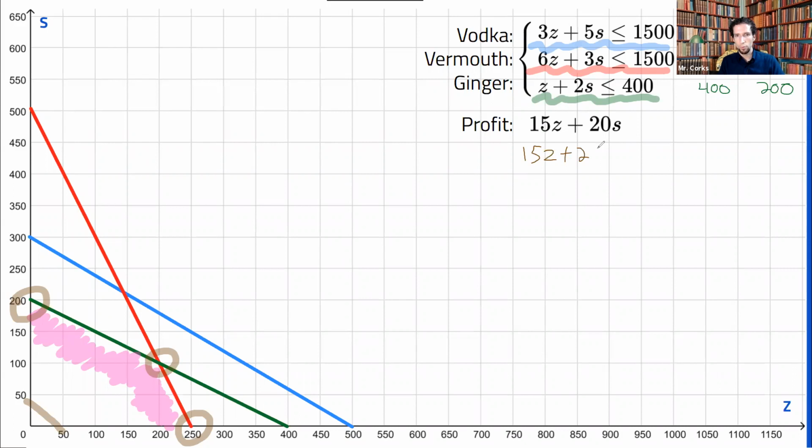15z plus 20s equals 3,000. If we do this, what will our intercepts be? 600, and sorry, not 200, 600. And 150. 150.